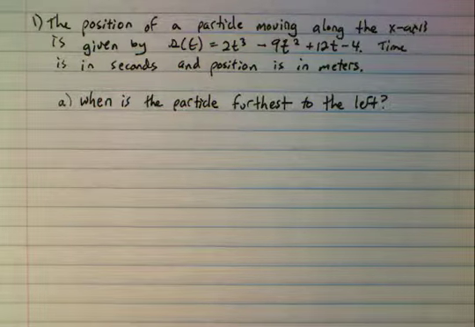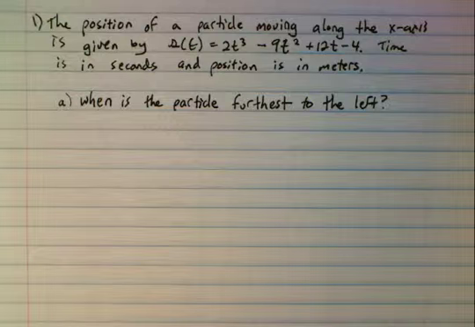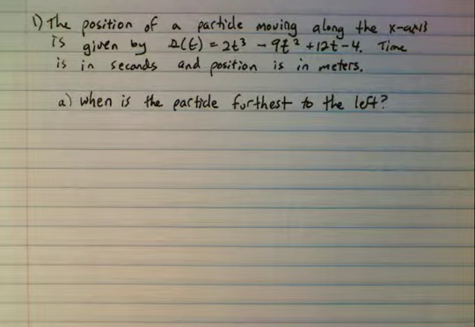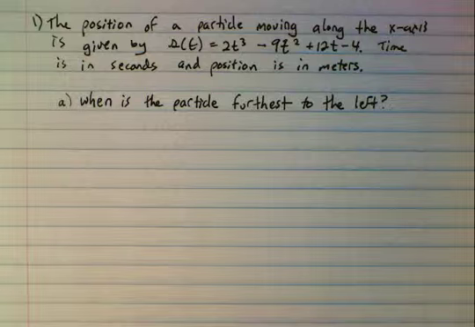In this lesson, we're looking at the furthest distance that a particle gets. Our particle is the same one we've been working with. The position of the particle moving along the x-axis is given by s of t equals 2t cubed minus 9t squared plus 12t minus 4. Time is in seconds and position is in meters. When is the particle furthest to the left?